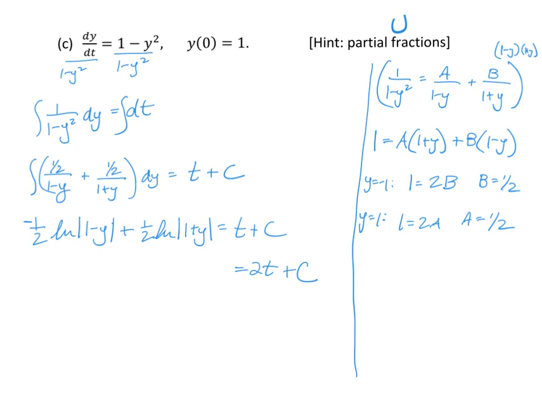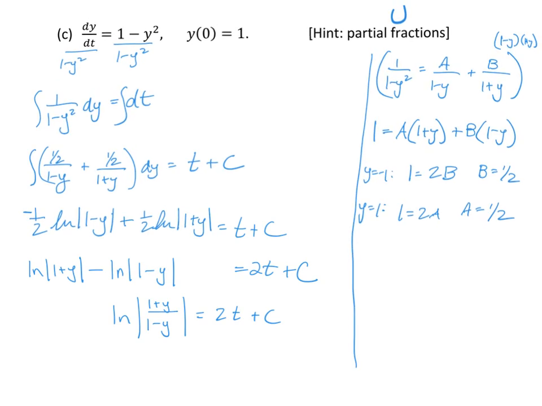And then on the left, I'm going to have the ln of 1 plus y minus the ln of 1 minus y. And I can rewrite that as a single logarithm, the ln of 1 plus y over 1 minus y equals 2t plus c. Now solving this for y is going to take quite a bit of algebra. I'm not going to do it for you right now, and I wouldn't ask you to do it. But what I'm going to try to do is plug in the initial condition, y of 0 equals 1, and see if I can figure out what c is.